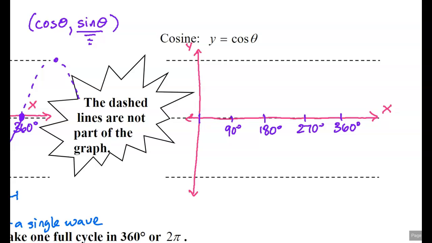And the y value of the x-axis is 0. The top dotted line is still a y value of 1. And the bottom dotted line is a y value of -1.